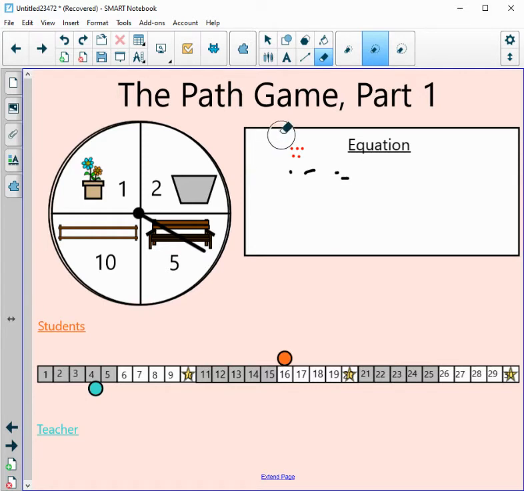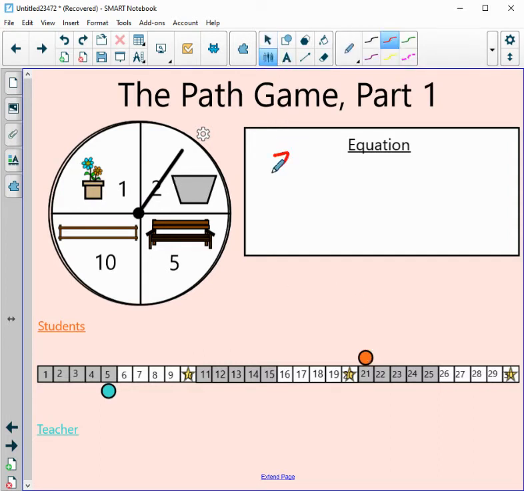Holy cow, you guys are going to get to 30 so fast. Good job. So my students are at 21. Let's do my teacher spin. 1 more. What is 4 plus 1? 5. Good job. My teachers aren't going very far, but that's okay. It's just the luck of the spin, isn't it? My students, 21 plus 2. What is 21 plus 2?